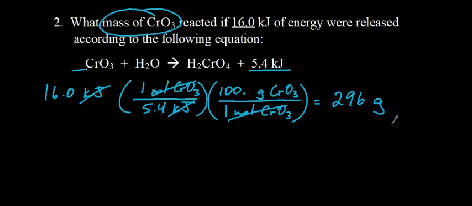But if we look at our heat term, we have 2 sig figs. So we want to round this to 2 sig figs. That does not work because that's only 1 sig fig. So how do we round 296 grams to just 2 sig figs? Can't put a decimal at the end of that 300. That would be 3 sig figs. So the only way here to do this is to put it in scientific notation. So we get 3.0 times 10 to the second grams.